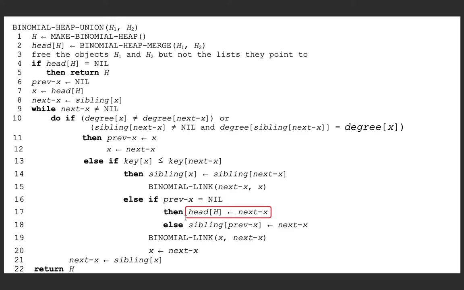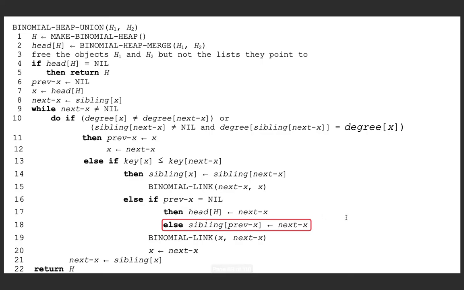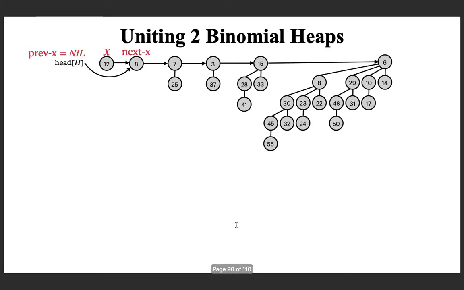Else means previous x is not nil. This is an example. Previous x is pointing to a node, and you are going to remove x. So what is the change you need? Because you are going to remove x, the sibling of previous x must point to this node. So the sibling of previous x, this link, should point to next x. That is the next step in the algorithm, and now you have done all the work.